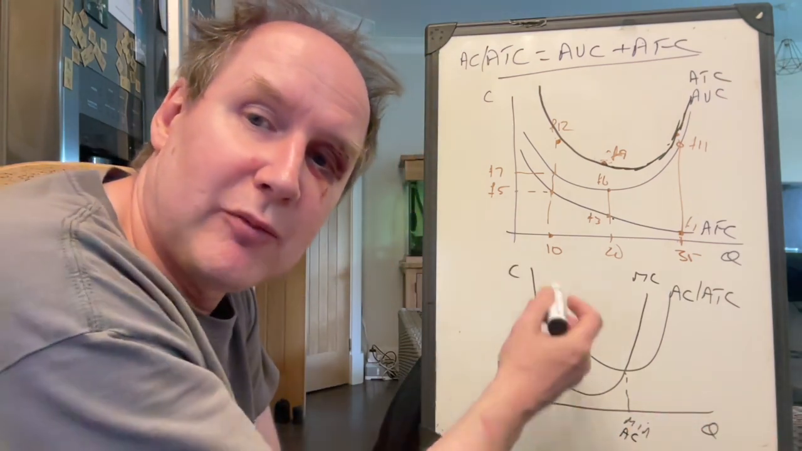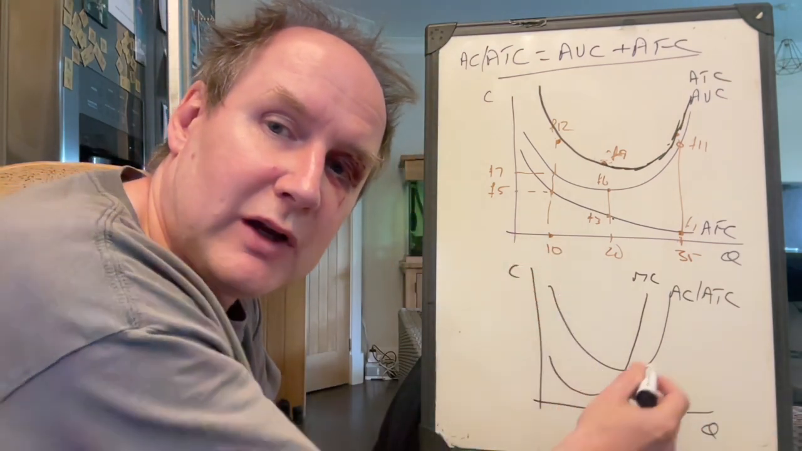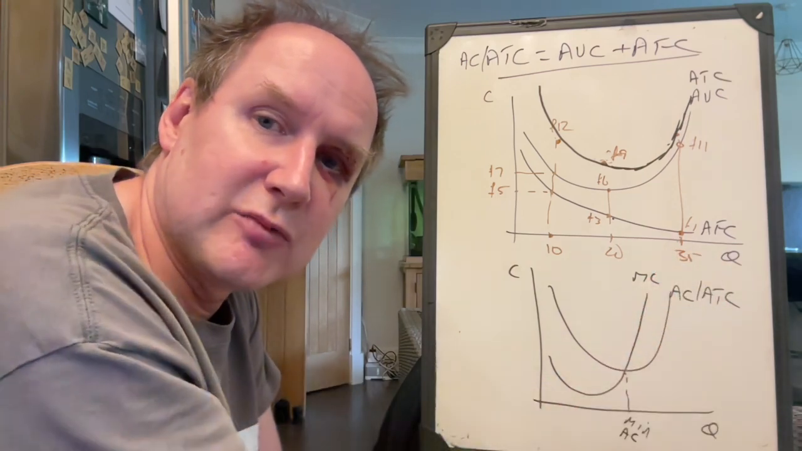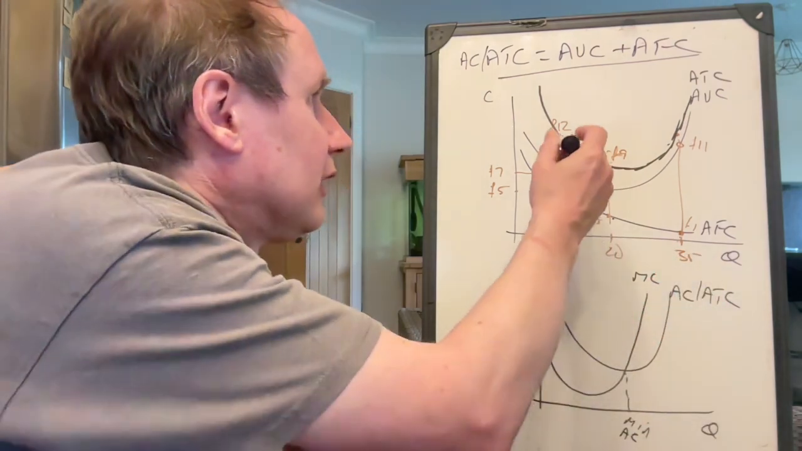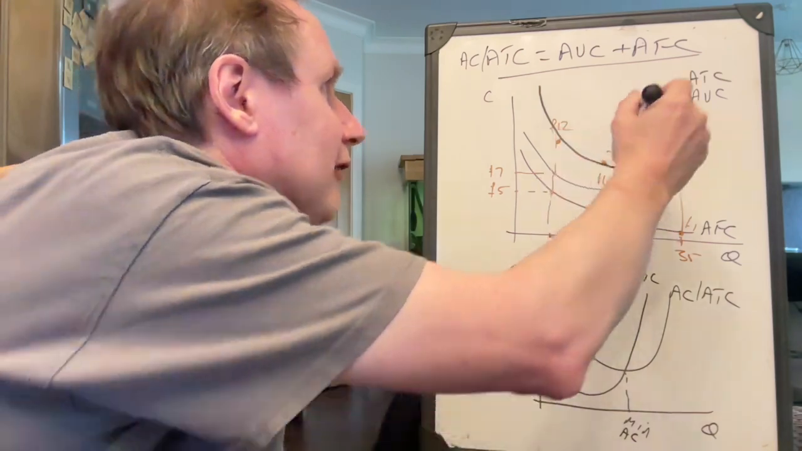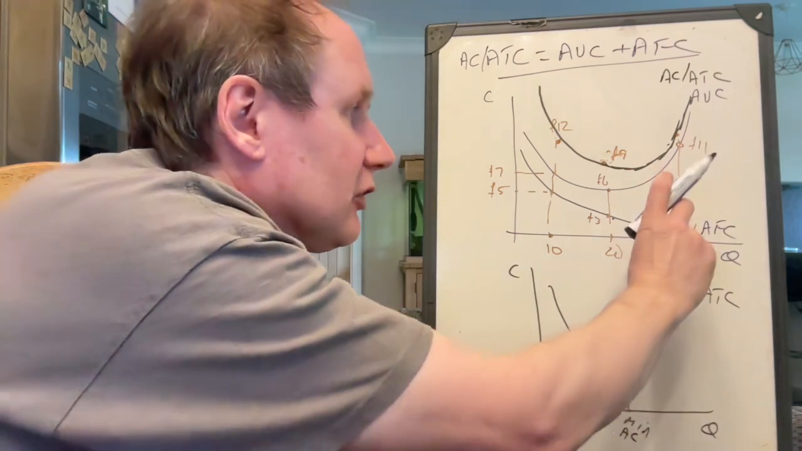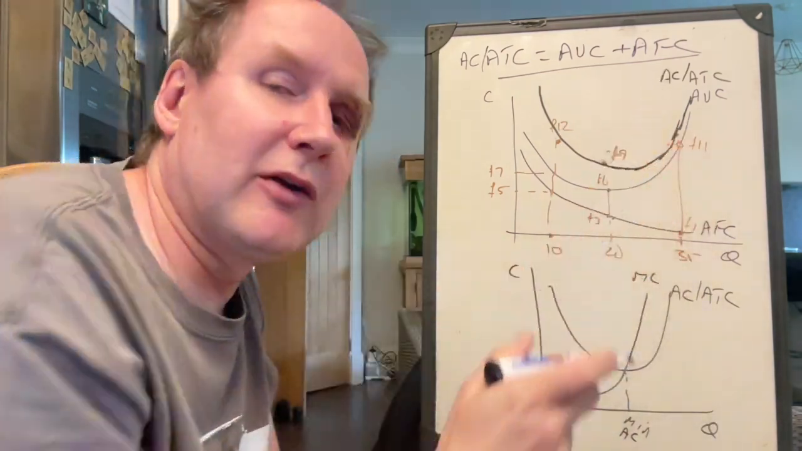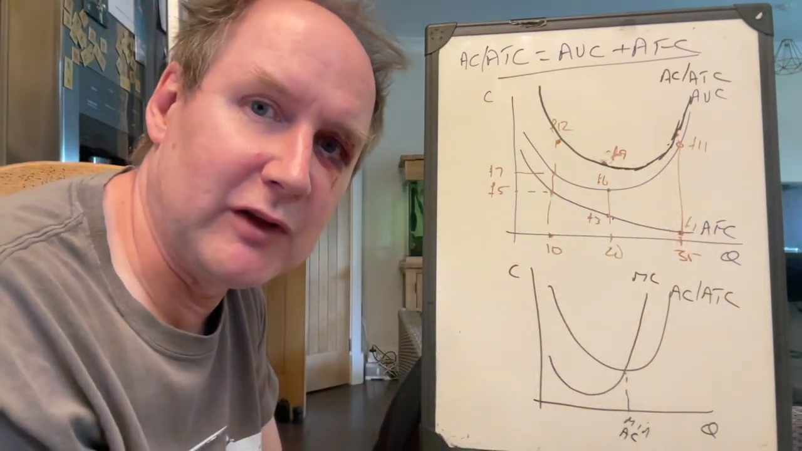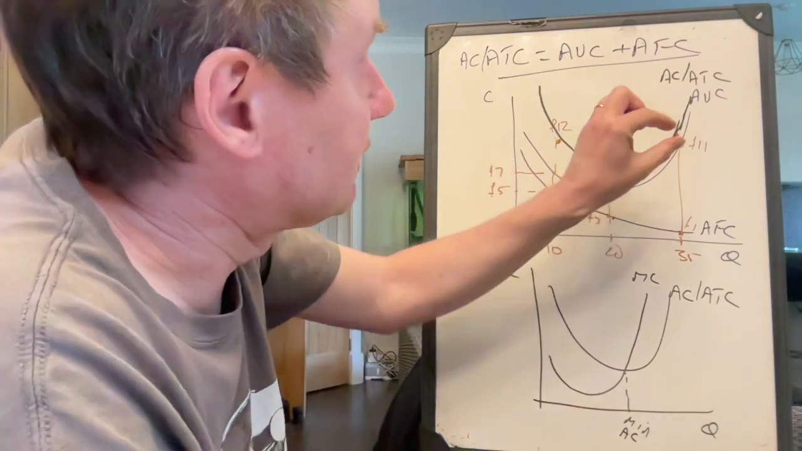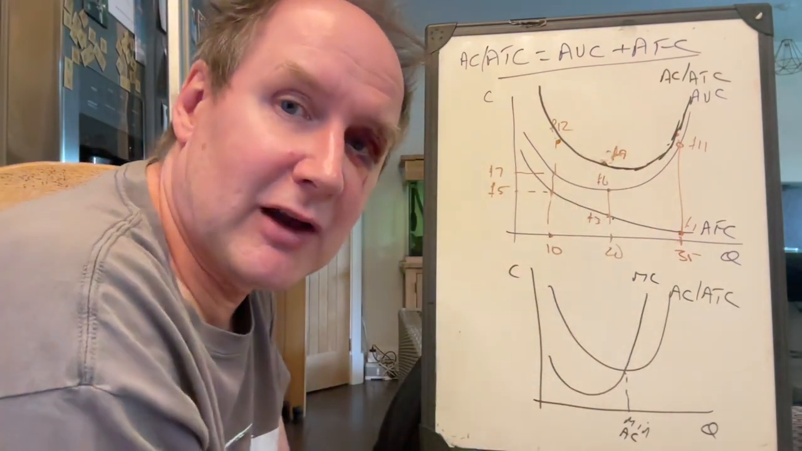To the left of that point, average cost is falling. To the right of that point, average cost is rising because marginal cost is above it. But the key point is average total cost or average cost is made up of average variable and average fixed. Because we're adding smaller and smaller amounts onto average variable cost to find the average total, the two lines are going to get closer and closer together without ever quite touching.